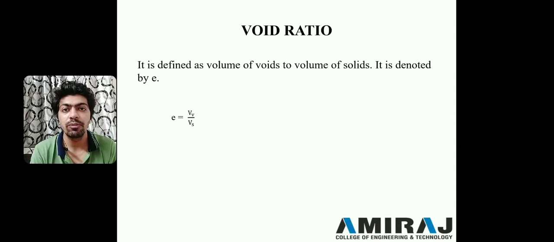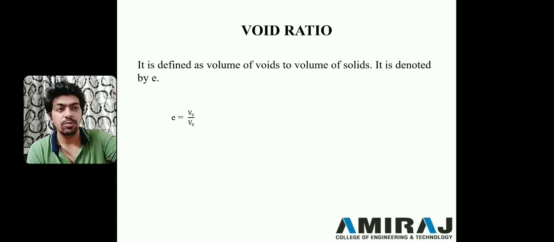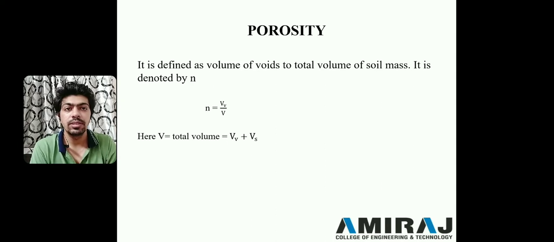Now what do you mean by void ratio? It is the ratio of volume of voids to the volume of solids. You already know what volume of voids and volume of solids are; we have seen them in our previous two-phase diagram figure. Volume of voids is indicated with VV, and volume of solids is indicated with VS. So the ratio of volume of voids to the volume of solids is known as void ratio, and it is indicated with small e.